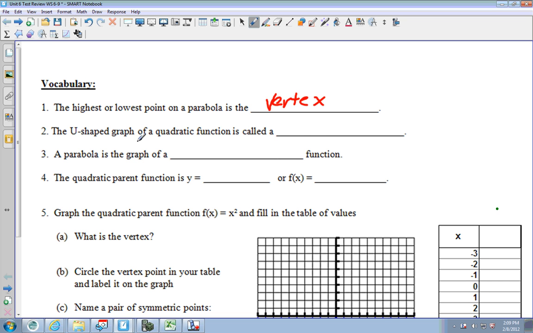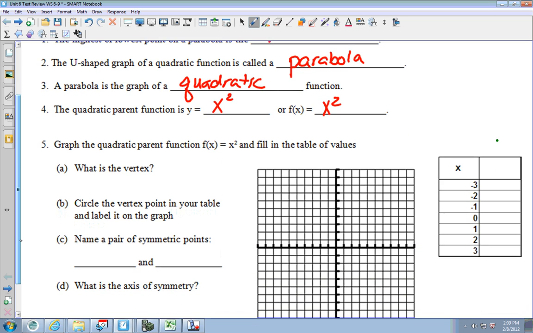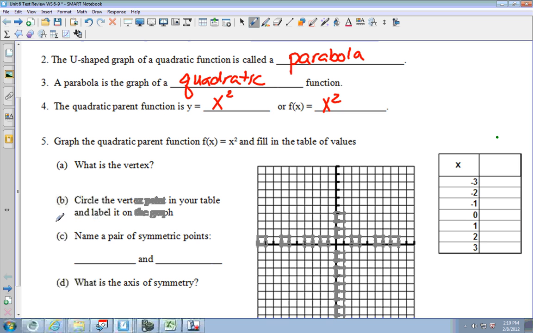The U-shaped graph of a quadratic function is called a parabola. A parabola is a graph of a quadratic function. The quadratic parent function is y equals x squared, or you write it as f of x equals x squared. Graph the quadratic parent function f of x equals x squared and fill in the table of values.